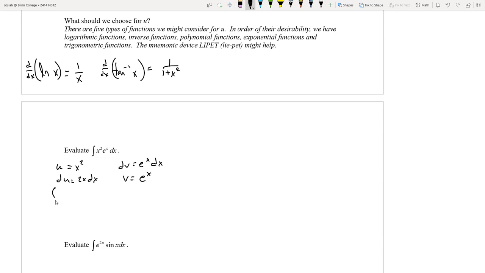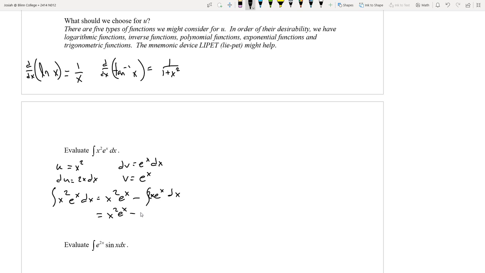And so that means that our integral here will become x squared e to the x, that's our u times our v, minus v du in an integral. So v is e to the x, du is 2x dx. So I'll go ahead and shove that up here, put that guy back there. All right, and so we get our first multiple step integration by parts here.